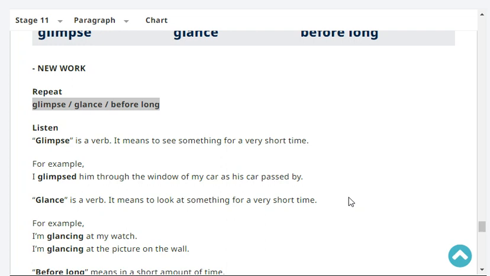Glance is a verb. It means to look at something for a very short time. For example, I'm glancing at my watch. I'm glancing at the picture on the wall.